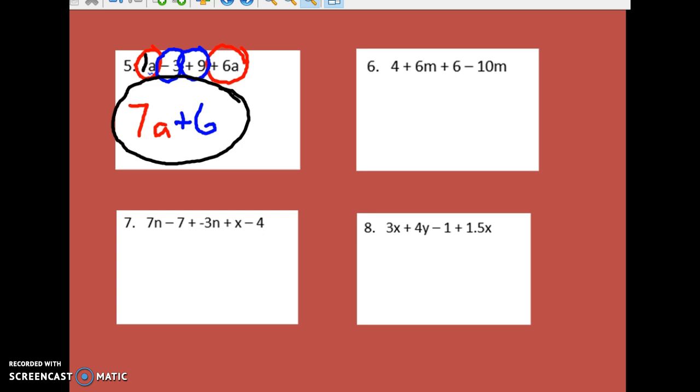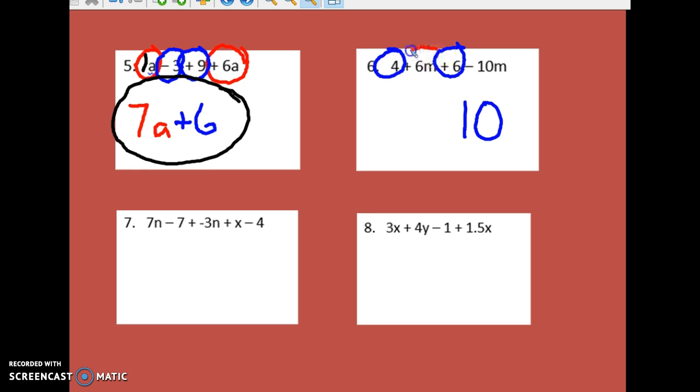Take a look at number 6. We're going to start with the 4. The 4 does not have a variable with it, so I look for other numbers that don't have a variable, and I see a 6, it's a plus 6, so 4 plus 6 gives me 10. So I'm going to put 10 at the end of my answer. I'm putting it at the end because I always want to put numbers that involve variables at the beginning of my problem. This one does not have a variable, so we just write plus 10.